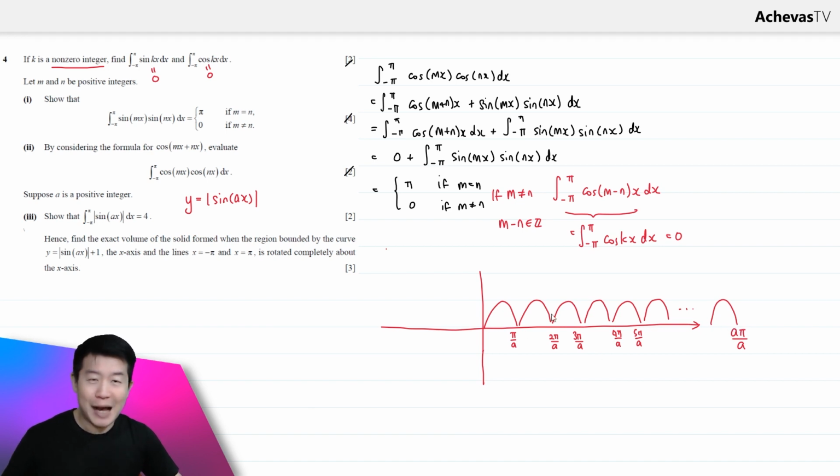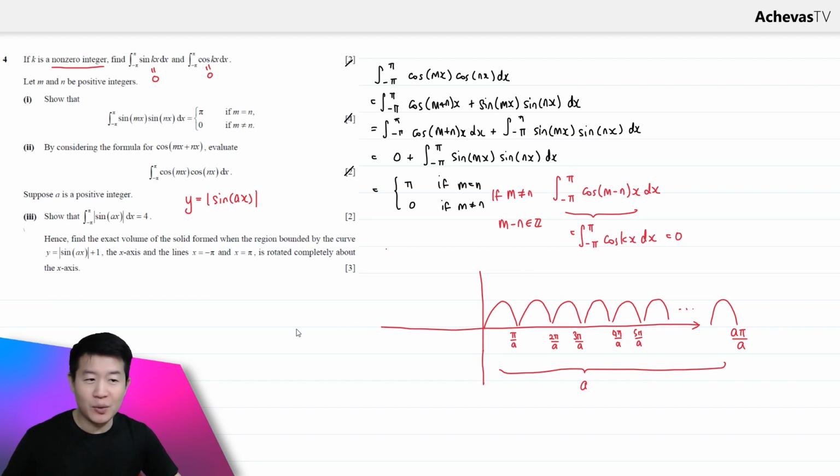So how many of these humps do I have? I have 1 pi over a, 1, 2 pi over a, 2, 3 pi over a, 3. So 1, 2, 3 all the way to a pi over a, which means that in total, we're going to have a numbers of these humps. I say again, 1 pi over a is 1 hump, 2 pi over a is 2, 3 pi over a is the third one, which means that a pi over a is going to be the a-th hump. So there are a number of them.